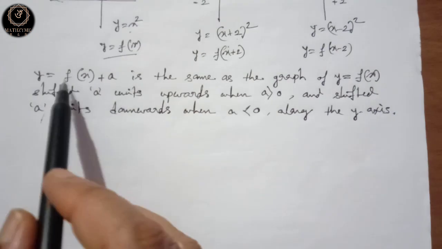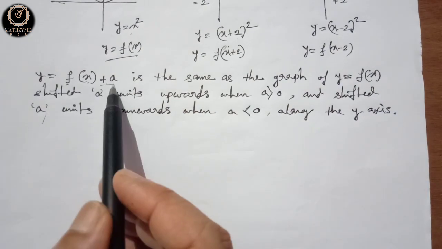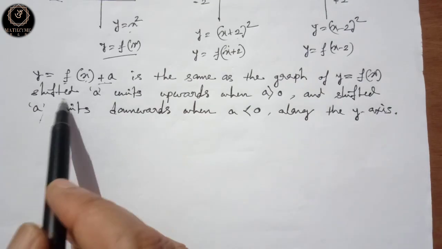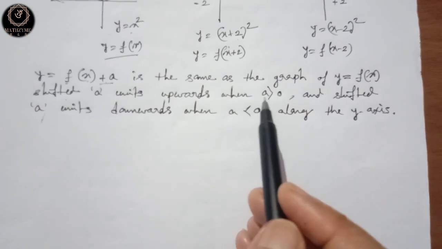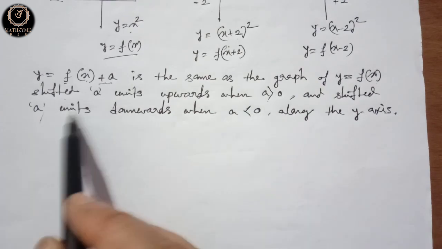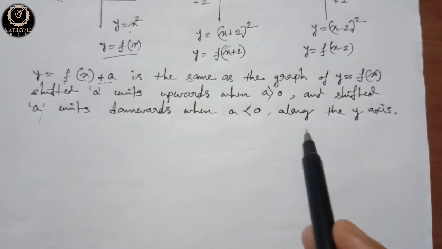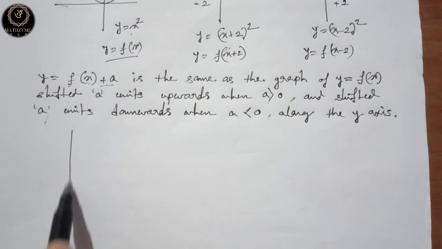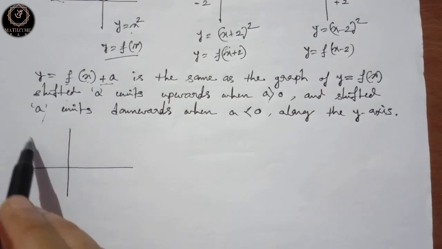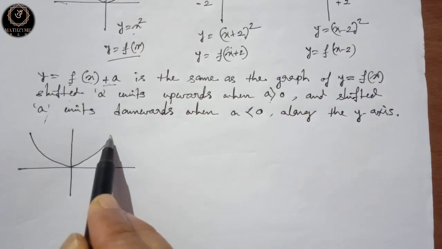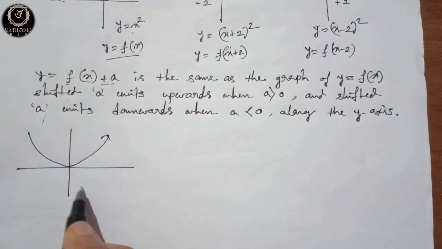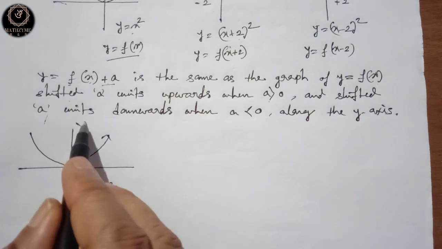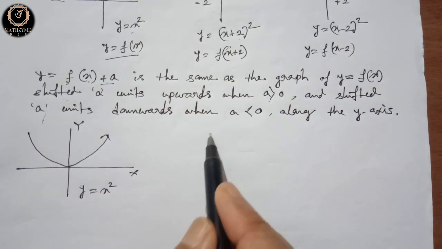Now see, y equals f(x) plus a is the same as the graph y equals f(x) also, but shifted a units upward when a is positive and shifted a units downward when a is negative along the y-axis. For example, let this be the y equals f(x) graph as y equals x squared. Here is the y-axis and this is the x-axis.